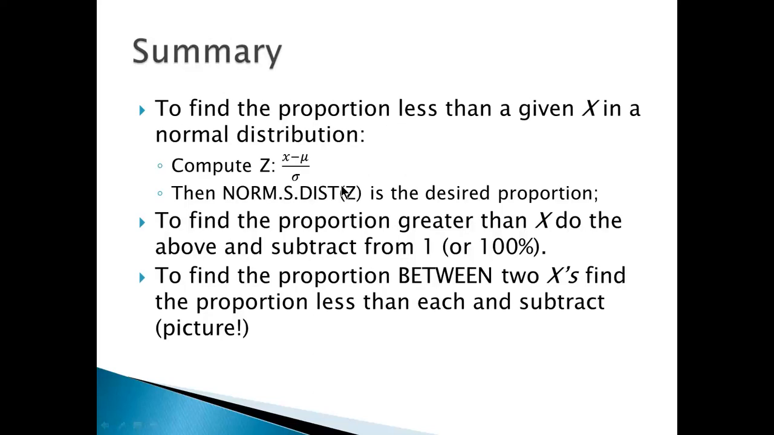So to find the proportion less than a given x in a normal distribution, you find the z, and then you use NORM.S.DIST of z to get the desired proportion. To find the proportion greater than x, do the above and subtract from 1. And to find the proportion between two x's, find the proportion less than each and subtract. Draw a picture so you know what you're looking for.